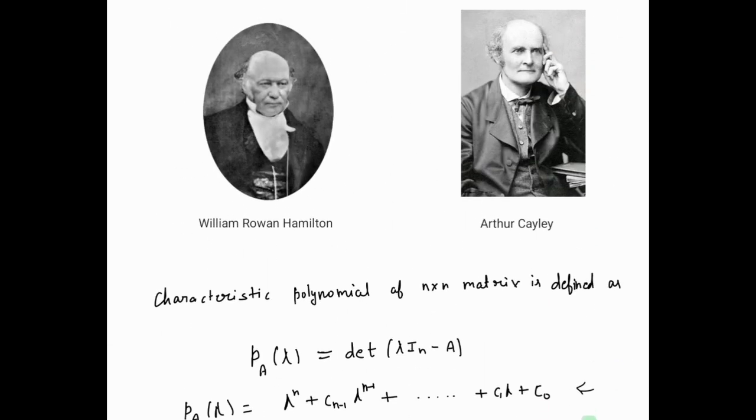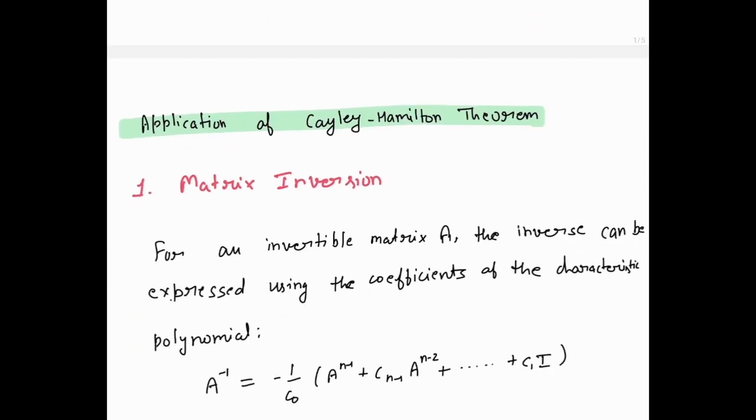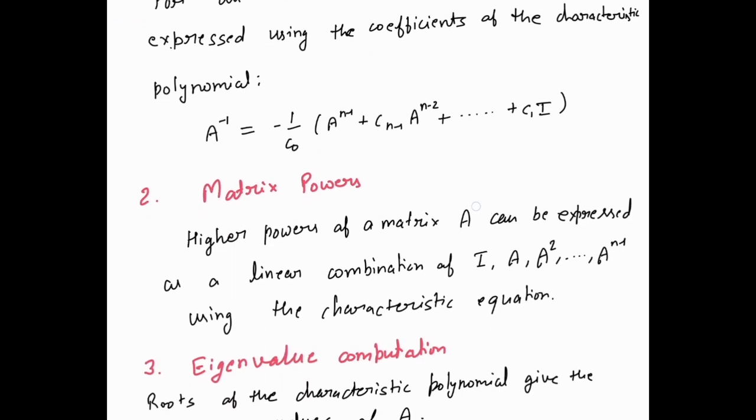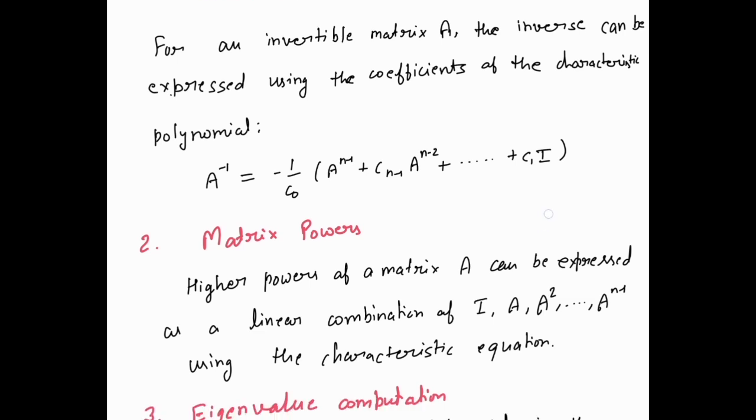Now we can see some applications, some in detail and some we can just mention for further use. The first application is matrix inversion. If you have to find A inverse, you can easily find it from the characteristic equation using the Cayley-Hamilton theorem. The second is computing higher powers. If you have to compute A to the power n, you can calculate it just by knowing the powers up to A raised to n minus 1, adding them up to get the higher power.